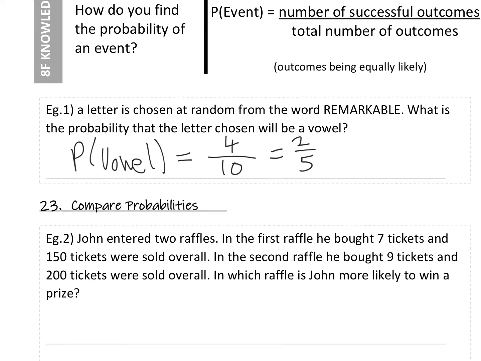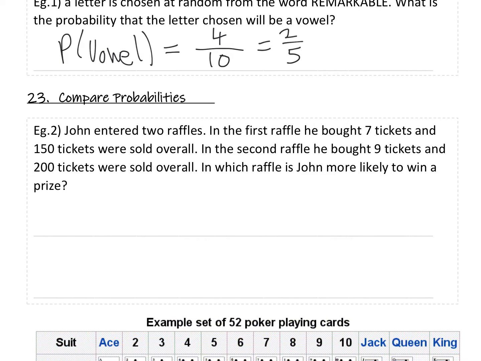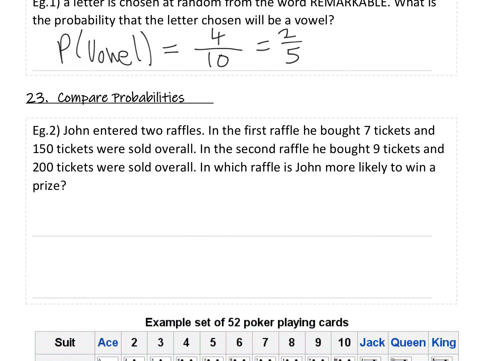Comparing probabilities. Pause the video and have a go at example 2. John entered 2 raffles. In the first raffle, he bought 7 tickets and 150 tickets were sold overall. In the second raffle, he bought 9 tickets and 200 tickets were sold overall.